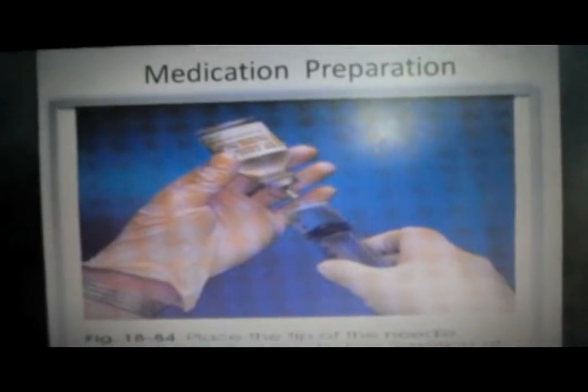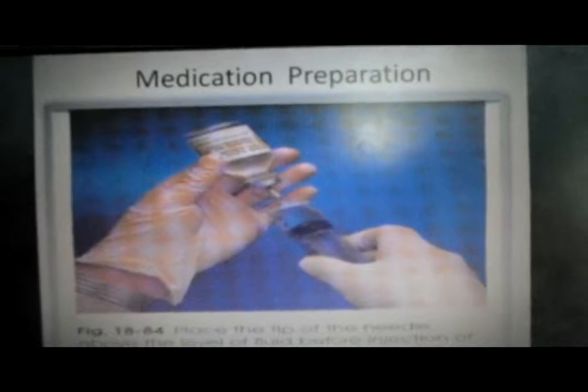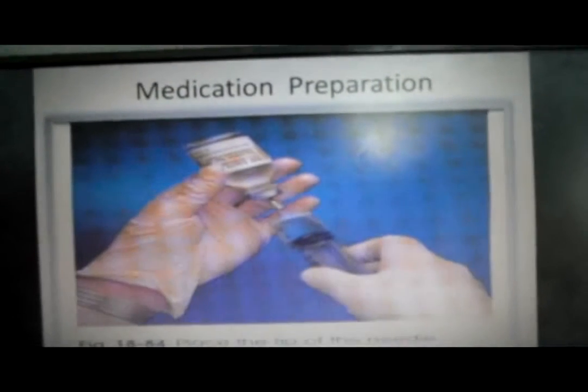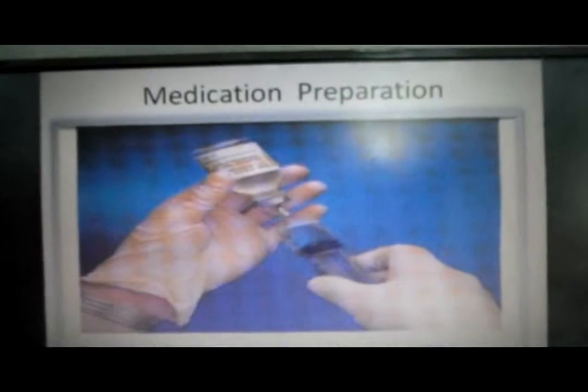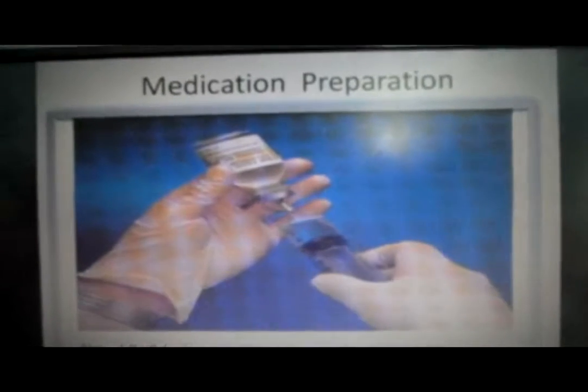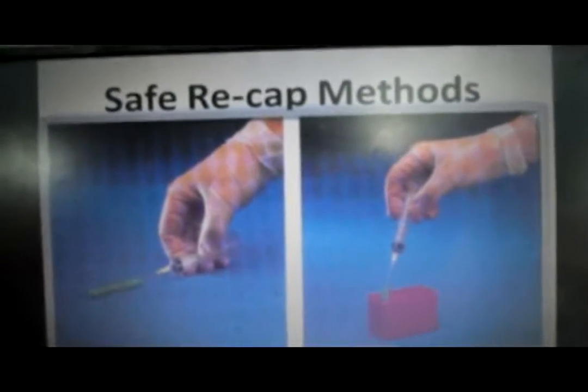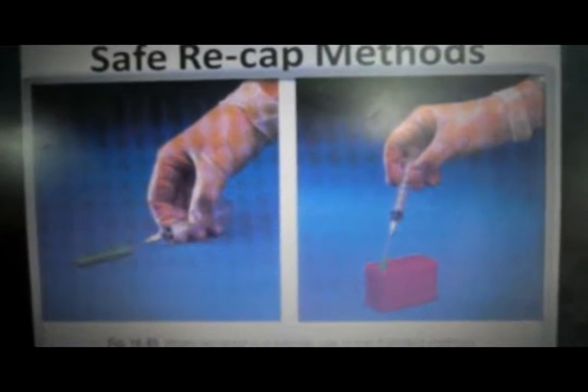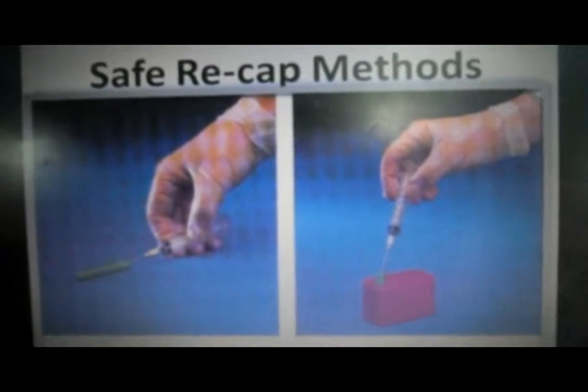For your medication preparation, place the tip of the needle above the level of fluid before injection of air to decrease air bubbles in the solution. Safe recap methods. When recapping a syringe, use a one-handed method.